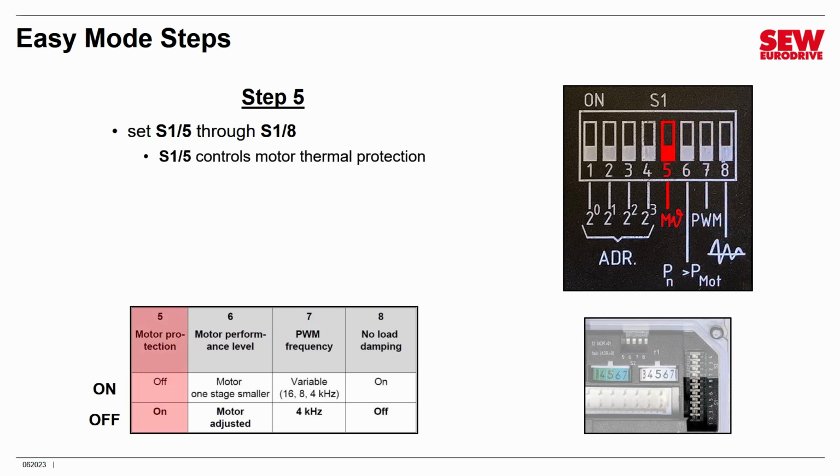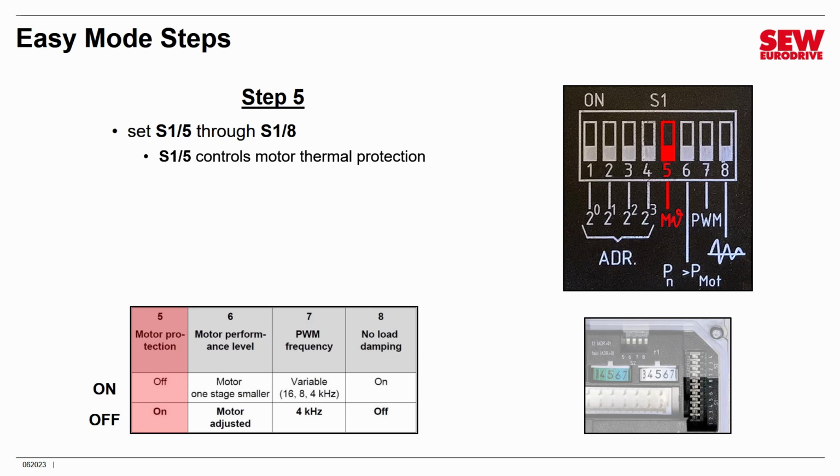This one controls motor thermal protection. What that means is that if the MOVIMOT is mounted directly on the motor, it can monitor the motor's temperature and shut down if the motor gets too hot. On the other hand, if you're using the Mount Nearby feature where the MOVIMOT is mounted on a plate and connected by a cable to the motor, it can't monitor the motor's temperature directly, so you would disable this feature and use a different method of protecting the motor.